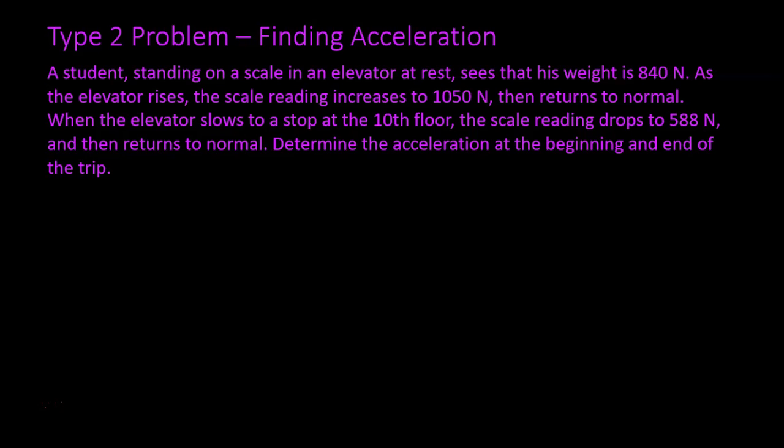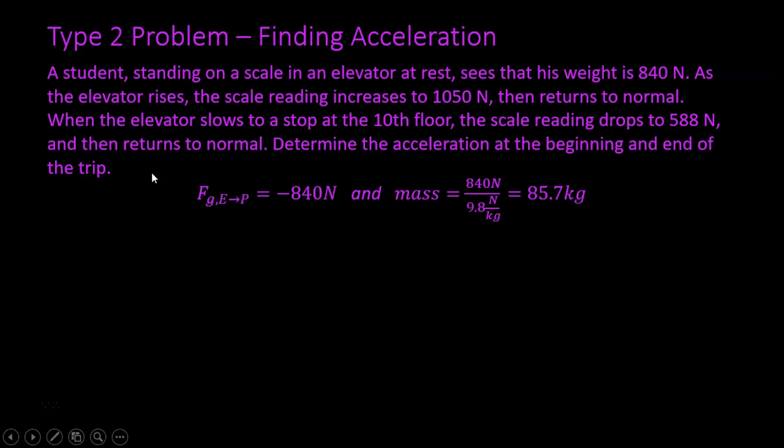Well, here's something we need to know about our bathroom scale. It does not measure our weight. It does not measure the force of gravity. It measures the normal force. Now, when we're not moving and the elevator's not moving, the normal force and the gravity force are balanced. So the 840 newtons is our gravity force, of course in the negative direction. Then we use our weight equation and rearrange it to solve for mass, because we need to know the mass of the passenger, and his mass is 85.7 kilograms.